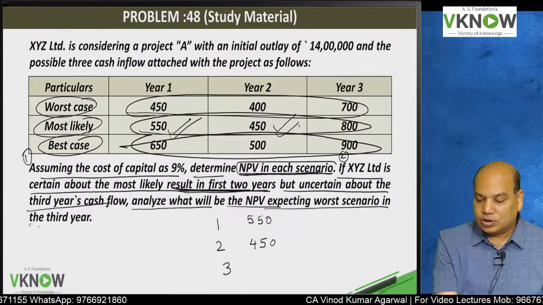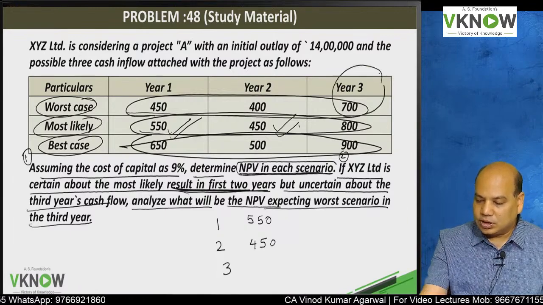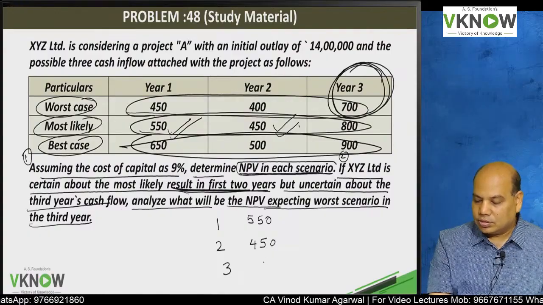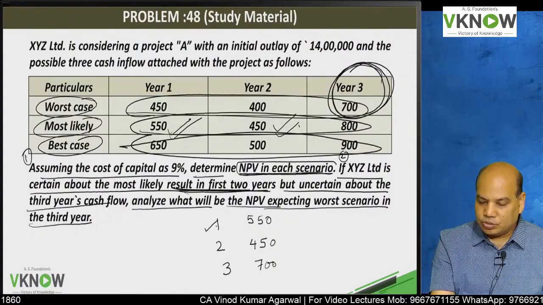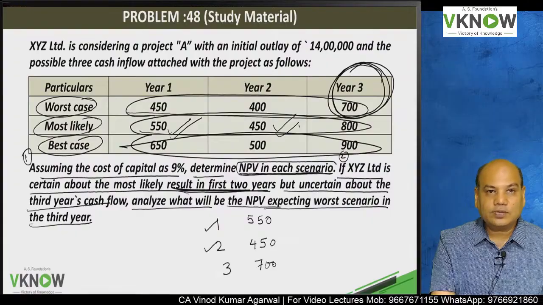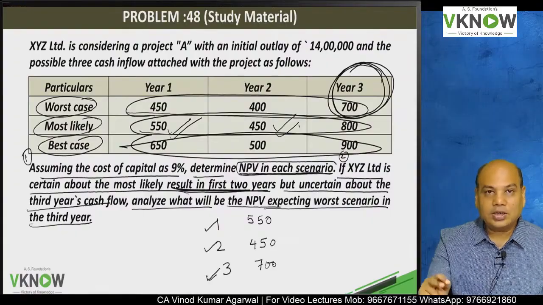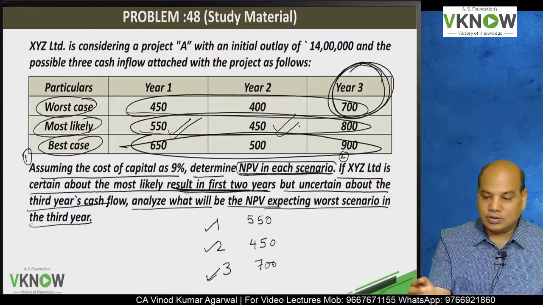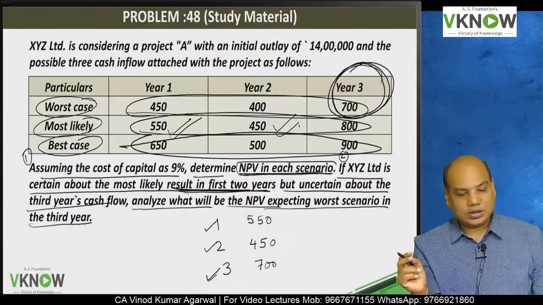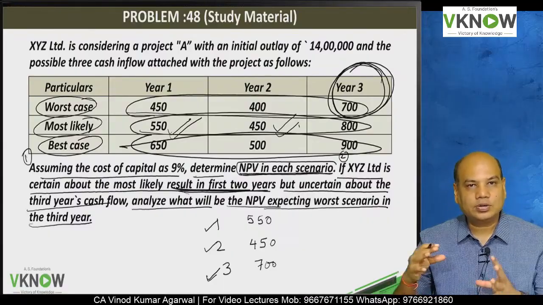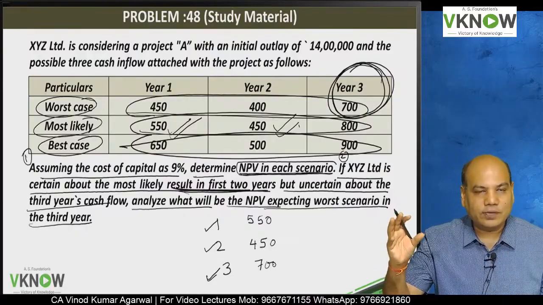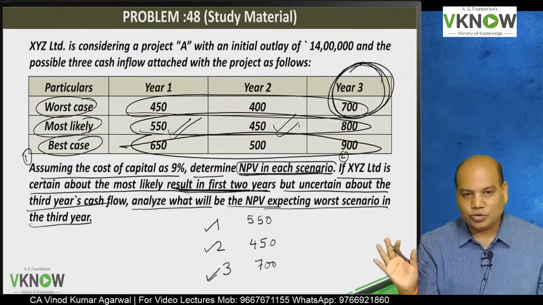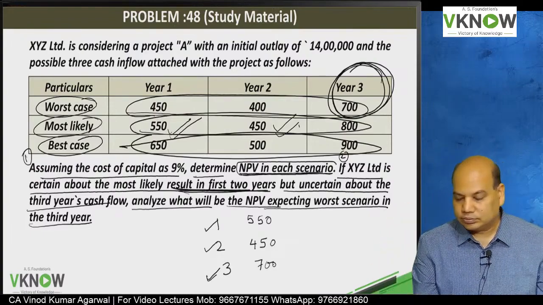expecting worst scenario in the third year. So if third year is worst scenario, you will assume 700. So you have to recalculate NPV assuming most likely scenario in the first and second year and worst scenario in the third year. That is the advantage of this scenario analysis. You can take some most likely figure also, and you can take one figure from worst case scenario also. So mix and match is possible.